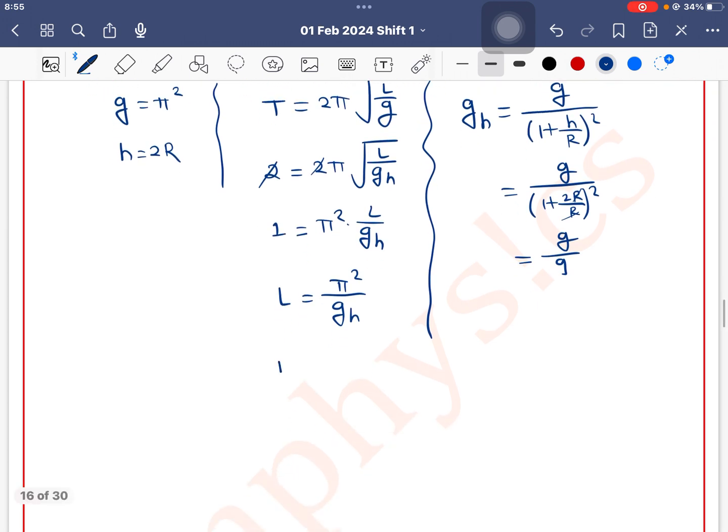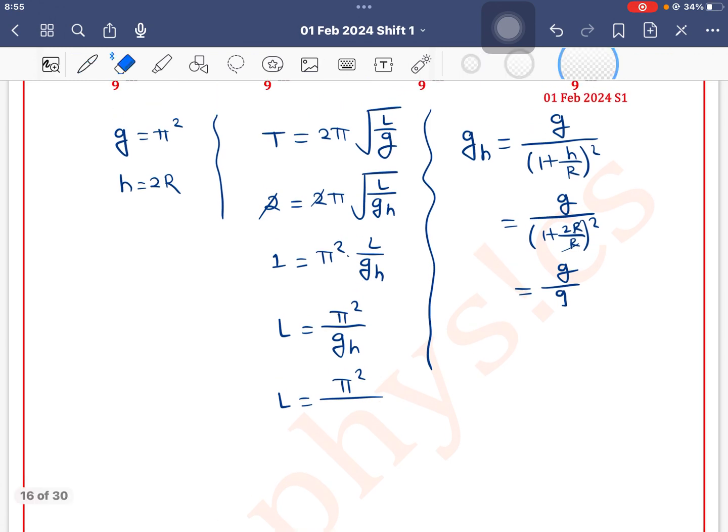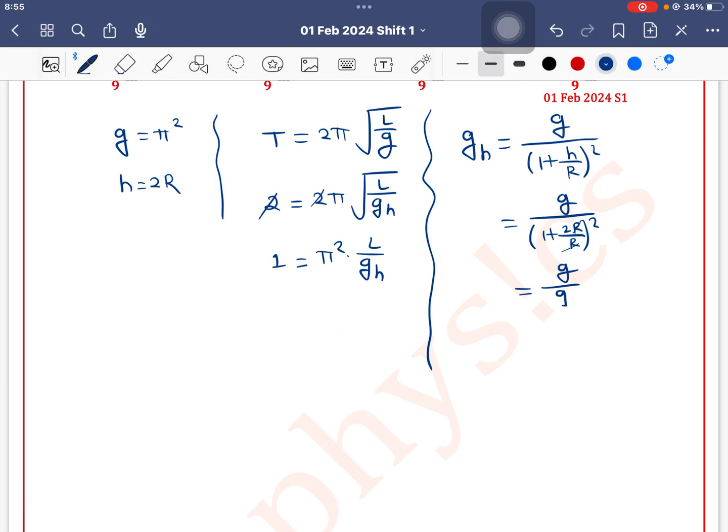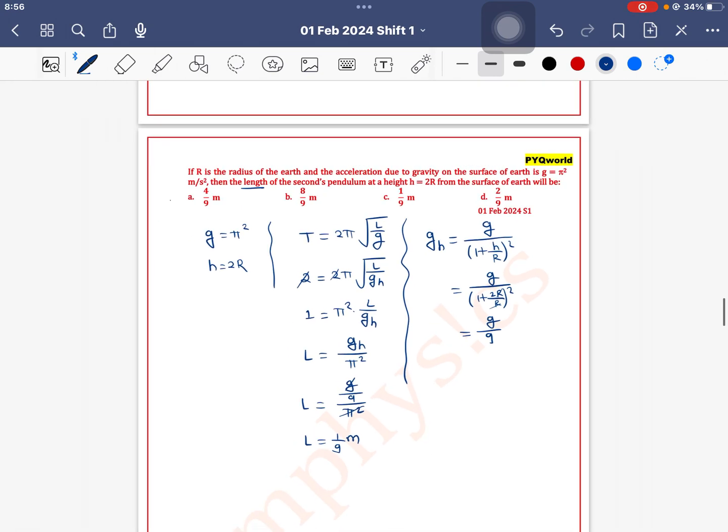So if you put here L is equal to pi square divided by, no, I think we made a mistake here. The value of L is equal to g_h by pi square. So L is equal to g_h, which is g by 9, divided by pi square. As given, g and pi square are both the same. So L is equal to 1 by 9 meter. So option A is the correct one.